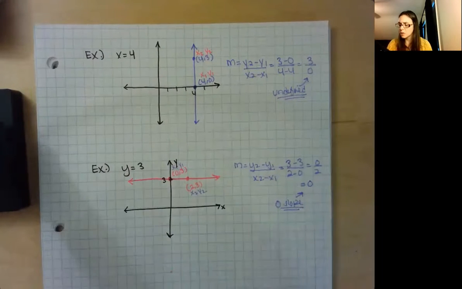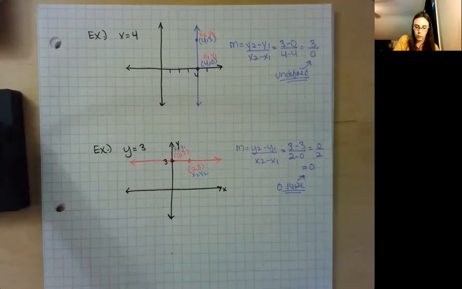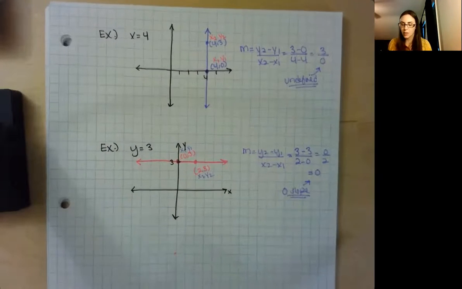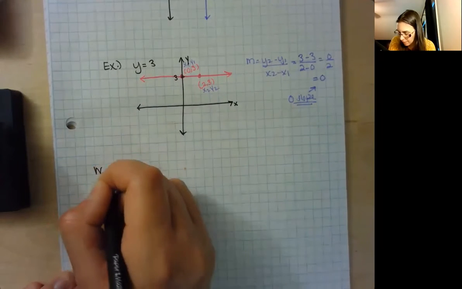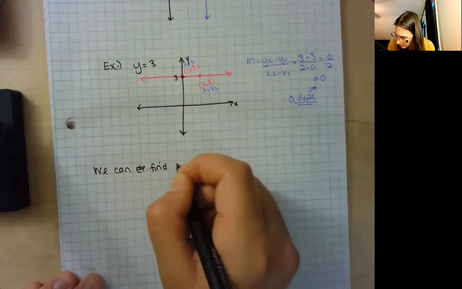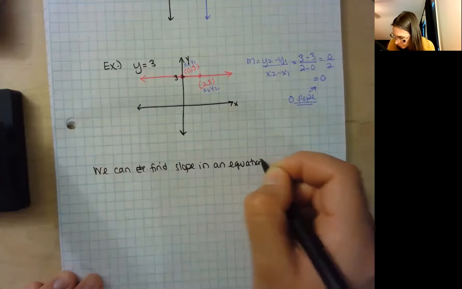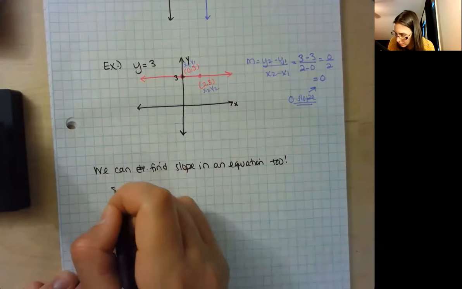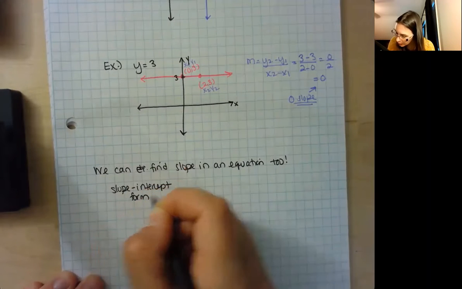So this formula here, y2 minus y1 over x2 minus x1, is a really common formula that we often use. Now there's lots of ways to find slope, but there's another way that we often see, and that's with an equation. So the equation looks like this. This is called slope-intercept form. And your equation looks like this.